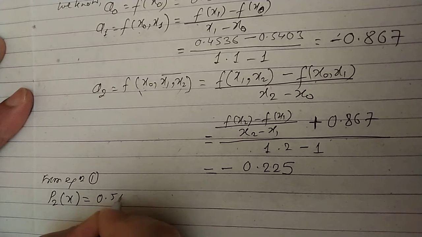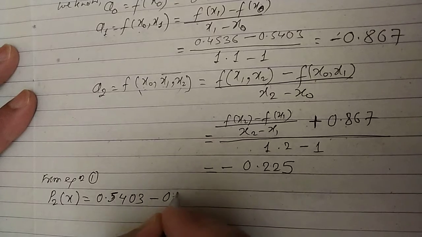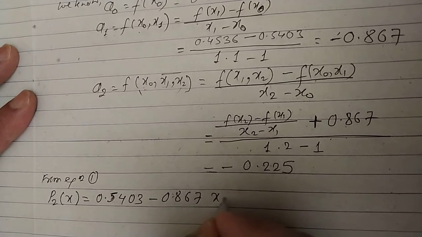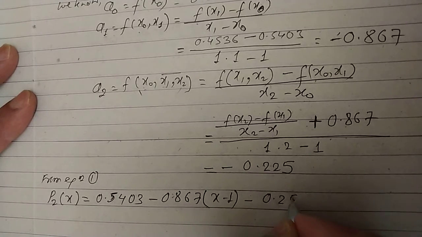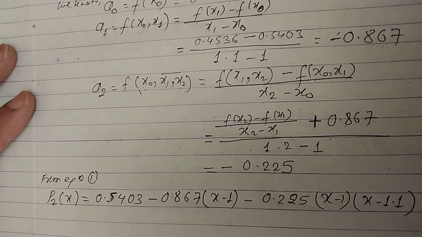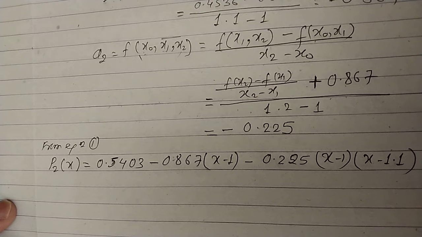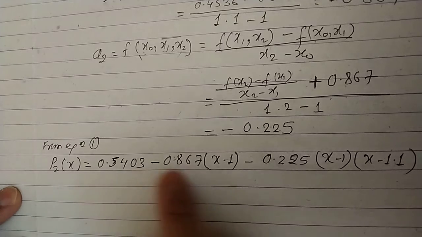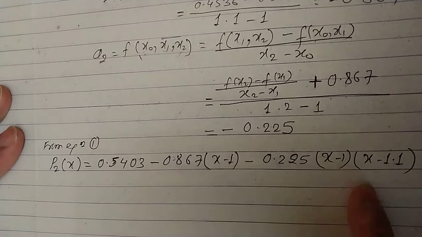0.5403 minus 0.867 (x minus 1), all right, minus 0.225 (x minus 1)(x minus 1.1). So you get a polynomial, a second order polynomial. The highest power of x is 2 here, right? This is a second degree polynomial.